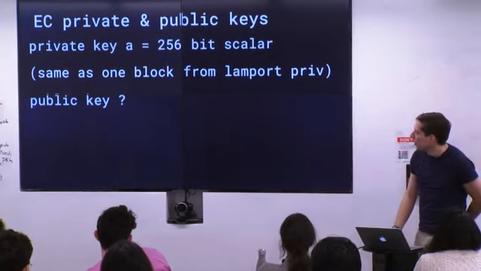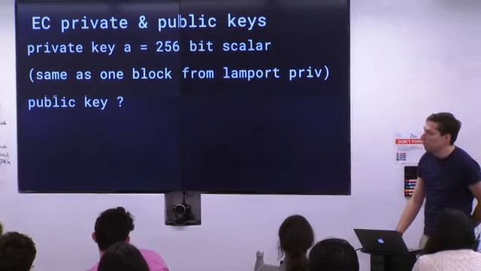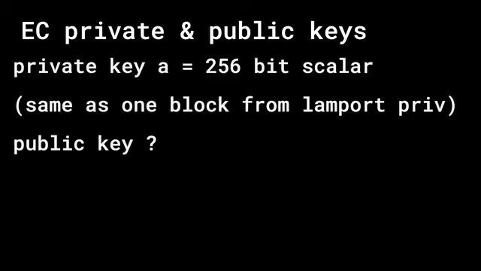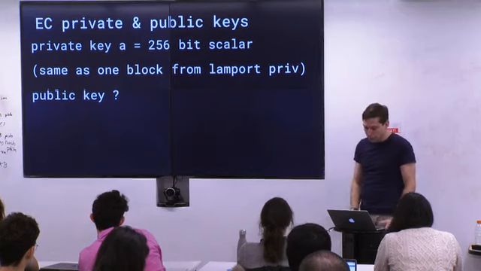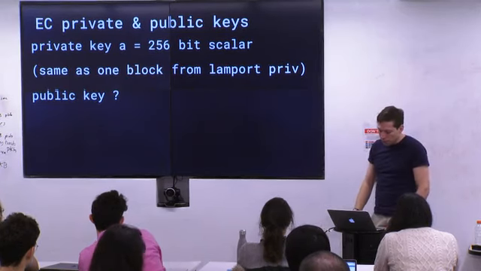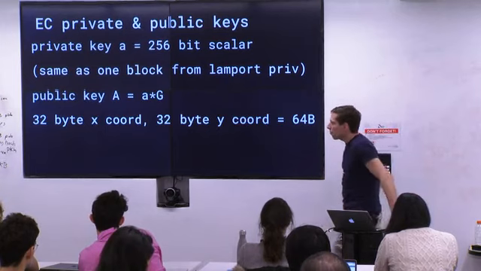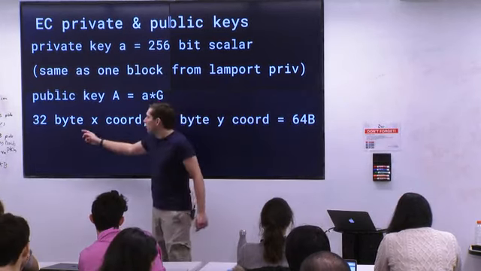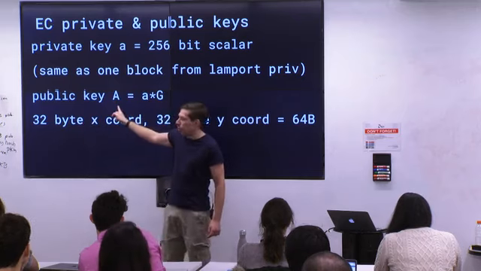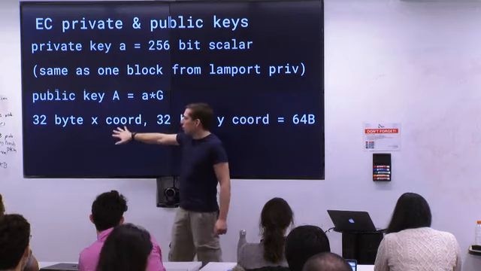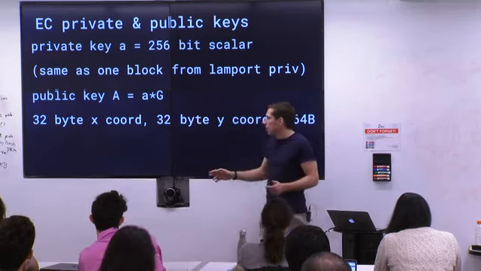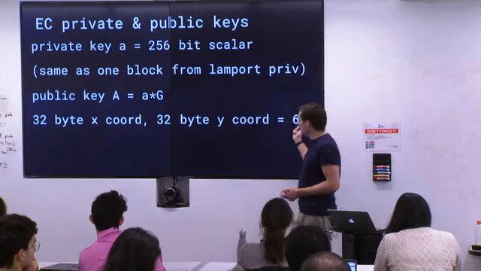Yep. Okay, so your private key, let's say your private key is lowercase a, it's just some 256-bit random number, a scalar, exactly the same as, it's 32 bytes, like in a Lamport signature. And your public key is just a times G. And your public key is now a point on a curve. We're going to call it uppercase A. And you have a 32-byte x coordinate, right? Because the x dimension is 256 bits. 32-byte y coordinate, so it's 64 bytes.